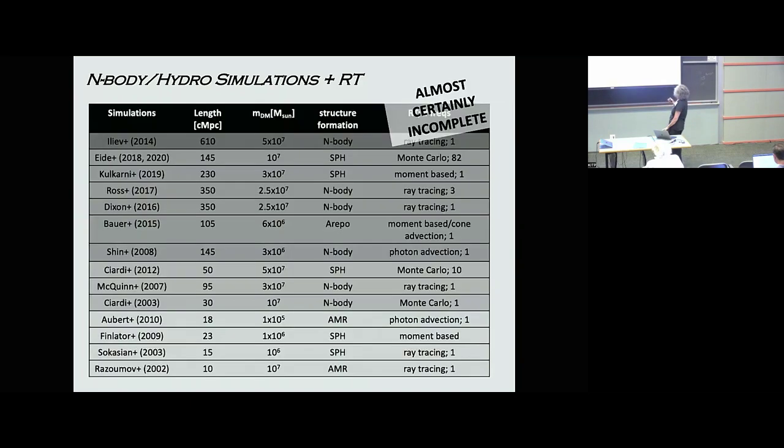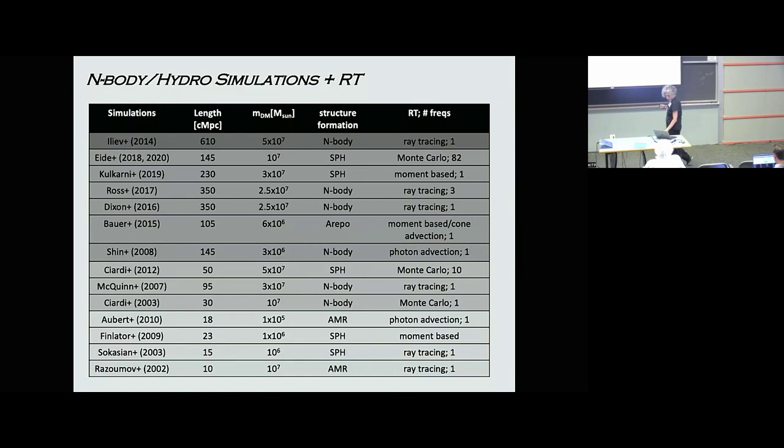And in this case, again, this is an incomplete table of some of the simulations in this category. You see that most of these simulations now fall in the large category, rather than intermediate that we had before. So they have larger boxes, and the radiative transfer is typically ray tracing rather than moment-based, because it's much more computationally expensive, but it's more accurate than the moment-based. And also the number of frequency bins that can be used is larger compared to the moment-based.